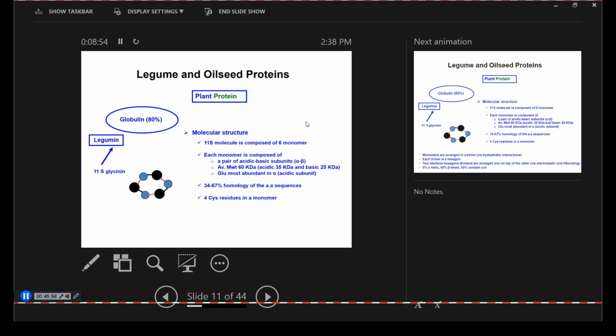So if we look closer at the molecular structure, which is really important to understand because it leads you into how they associate and how they dissociate and how that might impact their solubility and functionality. So the molecular structure of the 11S is basically composed of 6 monomers. Okay, and this can get confusing because when you say monomer, you think a monomer is one subunit. But I'm going to make it confusing and tell you no. A monomer is 2 subunits, in this case, linked by a disulfide linkage.